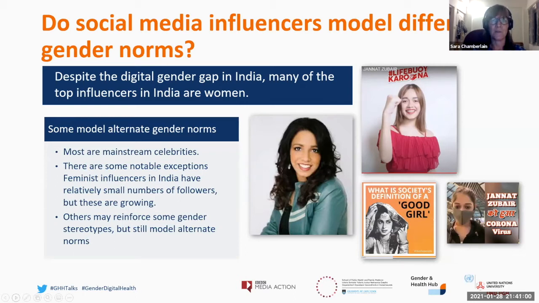Others, like Janat Zubair, with 21.3 million followers on Instagram, may reinforce some gender stereotypes of femininity, but as an independent, self-confident Muslim woman who is promoting hand washing and mask wearing during COVID-19, Zubair often embodies an alternative gender identity.